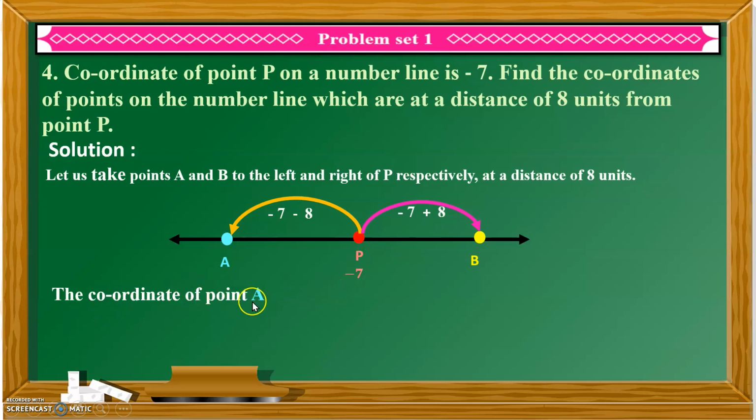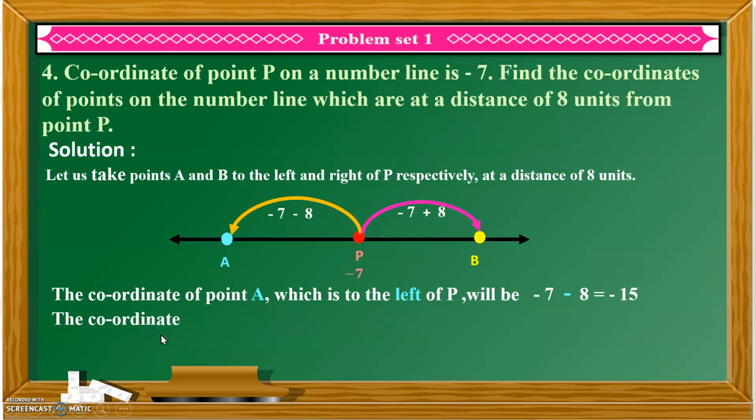The coordinate of point A, which is to the left of P, will be -7 - 8 equal to -15. See, when it is to the left, we have to put a minus sign, and when it is to the right, we have to put a plus sign. Okay, that's why I have illustrated this with a color. Let's write the next statement for point B. The coordinate of point B, which is to the right of P, will be -7 + 8 equal to 1.